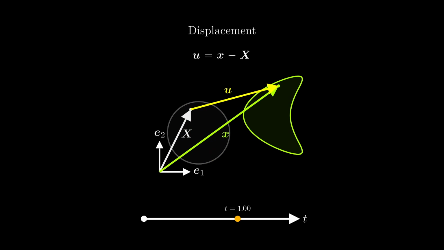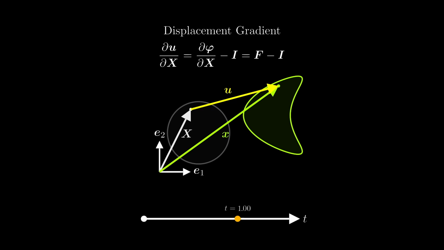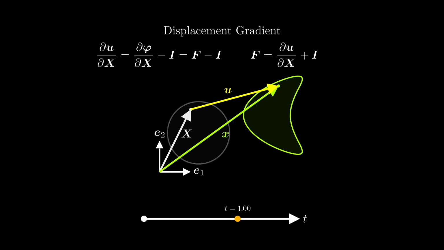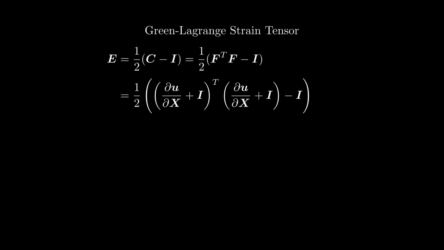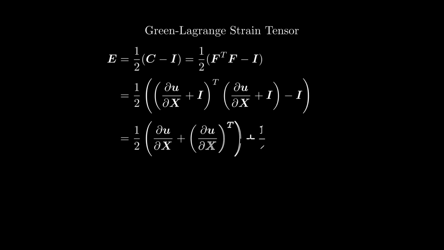If we substitute the deformation mapping for lowercase x, we get u as a function of capital X and t. The derivative of this function is called the displacement gradient. It is equal to the deformation gradient F minus the identity I. If we rearrange this, we find that F is equal to the displacement gradient plus I. And we can use this expression to express the Green-Lagrange strain tensor in an alternative form. First we substitute the formula for the right Cauchy-Green tensor, and then we substitute the displacement gradient plus the identity for F. After some rearrangements, we arrive at this expression.